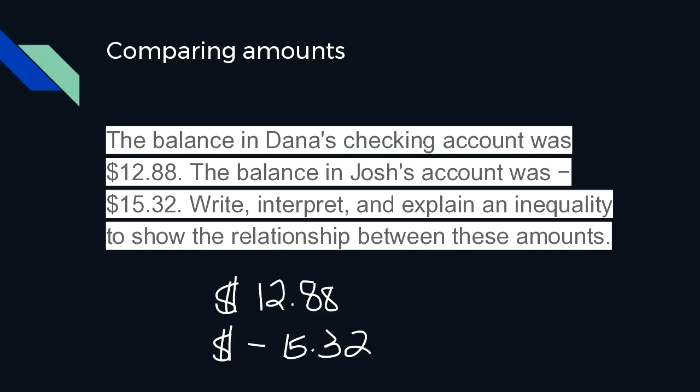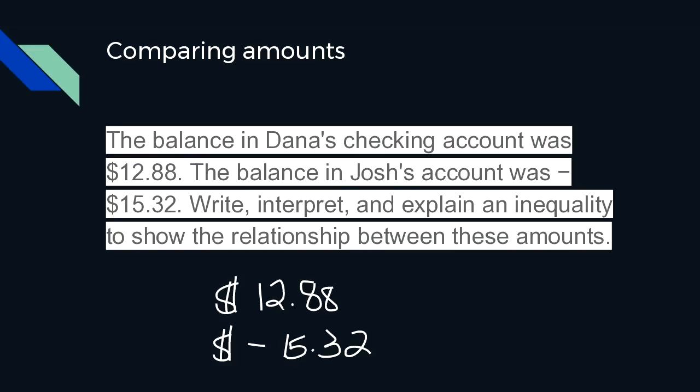You can write it however you want. You can say that Dana's checking account is greater than Josh's account, or you can say Josh's account is less than Dana's account. You can do it either way that you want to. And then you need to show what that looks like written as an inequality and then be able to explain it. So here's what I mean.